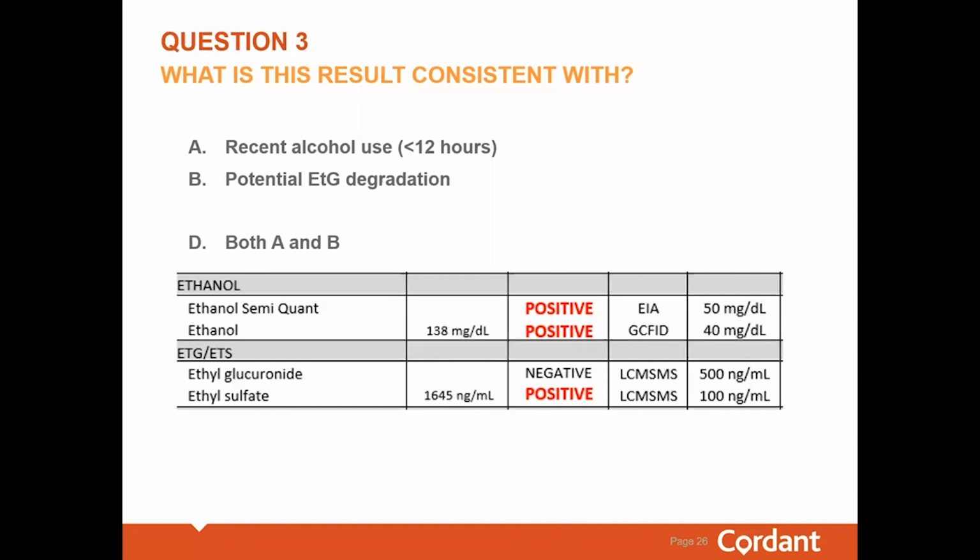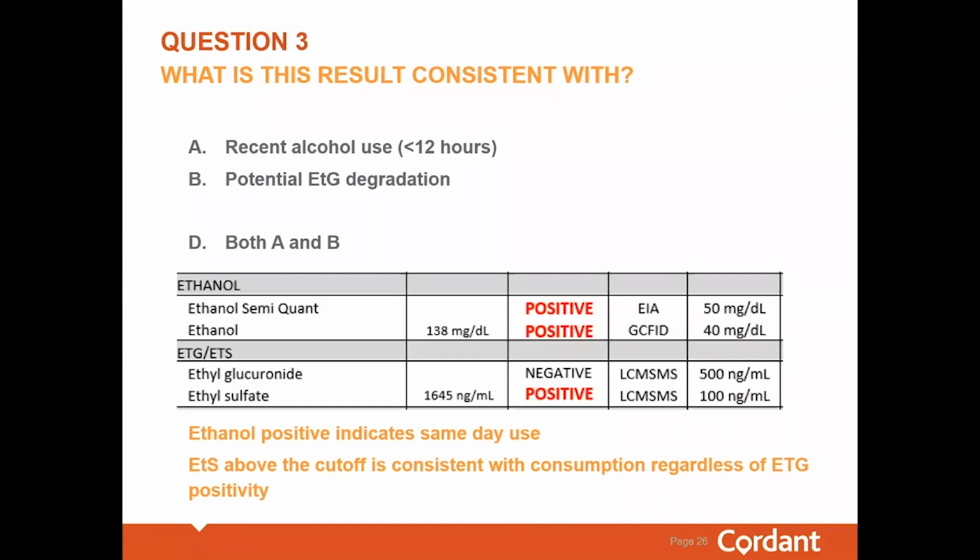You see here that we've got the parent ethanol present above the cutoff, which, as we talked about before, parent ethanol is only detected in that first day of use, so up to 12 hours. So if you have parent ethanol positive, that means they've recently ingested alcohol. It also could be potential ETG degradation because ethyl glucuronide is not present, but ETS is above the cutoff.